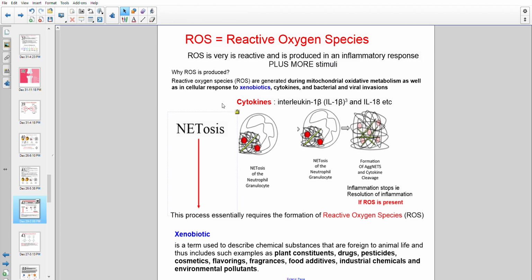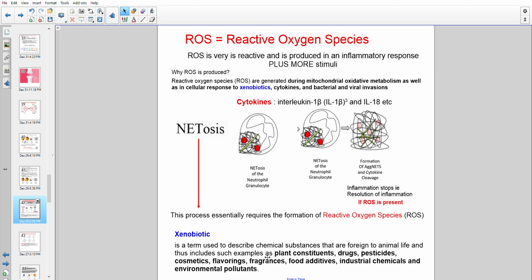And what is a xenobiotic? A lot of other chemicals which are foreign to the body. So that's what the word xenobiotic means. It is a term used to describe chemical substances that are foreign to animal life. In other words, they're not normally present in the cell. That includes examples such as plant constituents. There are some plant chemicals which are extremely dangerous. Drugs, pesticides, cosmetics, flavorings, fragrances, food additives, industrial chemicals, and environmental pollutants.